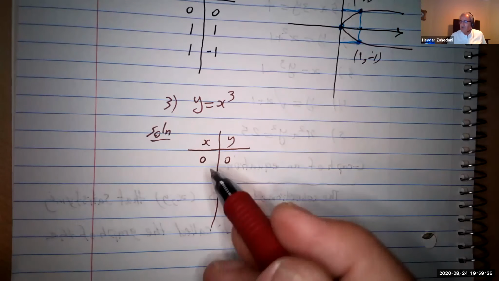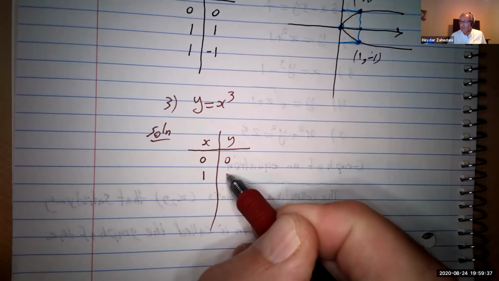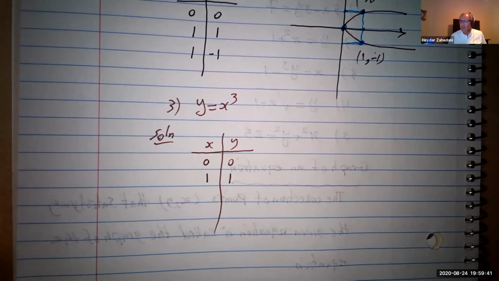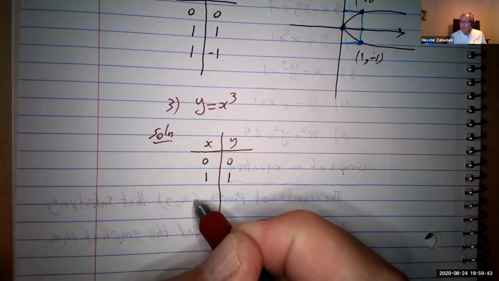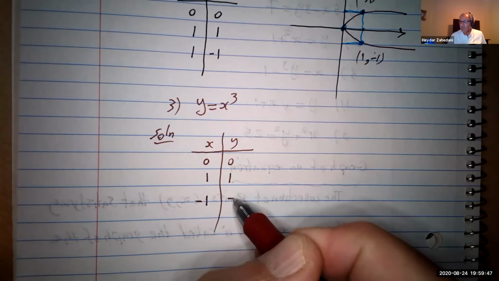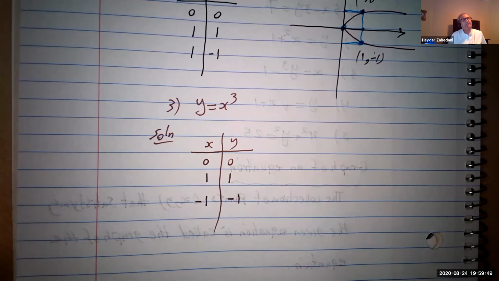So I put x equal to 1, and that gives you y equal to 1. It's going to be x cubed. Then I put x equal to negative 1. So that gives me negative 1 cubed, which is going to be negative 1.